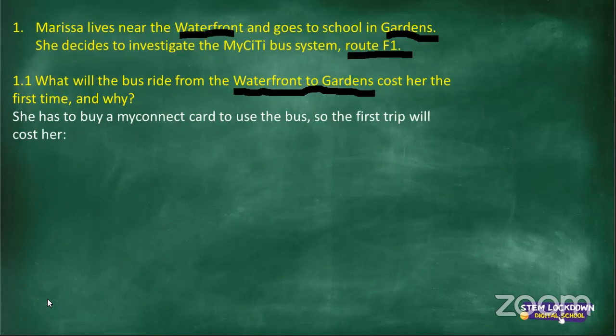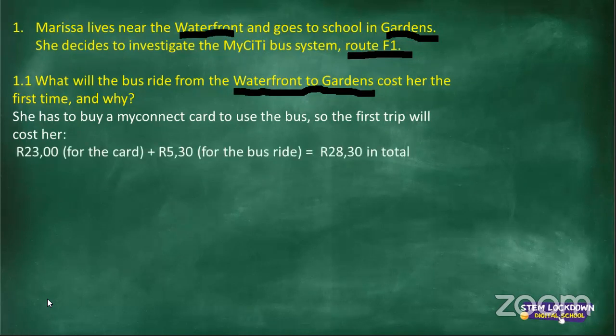Because it is the first time she's using the service, she has to buy a MyConnect card to use the bus. So the first trip will cost her what? Because it's the first time, it means she does not have a card. So before she can take the ride, she first needs to buy the card, which is called the MyConnect card. The card will cost her what? 23 rands for the card and 5 rands 30 for the bus ride, the F1 route we have just checked. If you add the two together, you get 28 rands 30 cents. That is what the first trip will cost her.